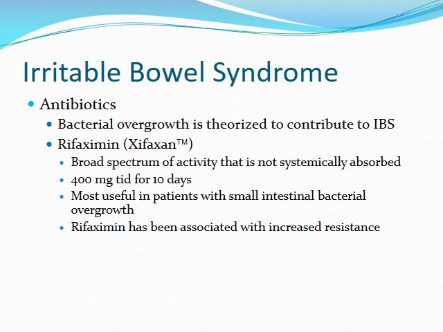If a patient is considered to have a bacterial overgrowth, which is theorized to contribute to their IBS, one drug we can use is called rifaximin. This is actually structurally related to rifampin, which we talked a little bit about when we talked about endocarditis. It's not systemically absorbed, so it's of benefit because it won't really cause a lot of side effects, but it does have good broad spectrum activity. So it's really going to be honing in on GI bugs. Use it 3 times a day for 10 days.